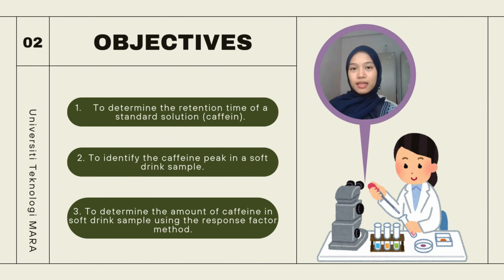So, before we start, let's get to know the objective of this experiment. First of all, it is to determine the retention time of a standard solution, which is caffeine. Next, it is to identify the caffeine peak in a soft drink sample. And lastly, it is to determine the amount of caffeine in the soft drink sample using the response factor method.